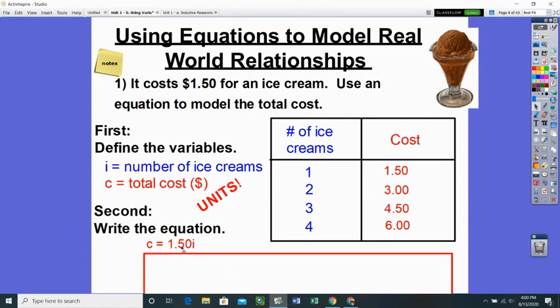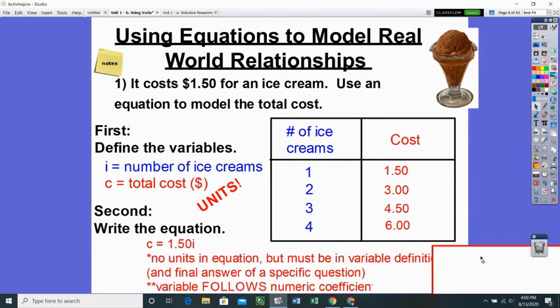But what you need to remember: no dollar sign in the equation, and the number has to go in front when multiplying. Don't put I and then 1.5 after it. So no units in the equation, but they must be in the variable definition. If you have a final answer where you say, hey, we're going to buy 87 ice creams, and you take $1.50 times 87, then your answer would have the dollar sign in it, but not in the equation. And then don't forget that the variable follows that numeric coefficient.